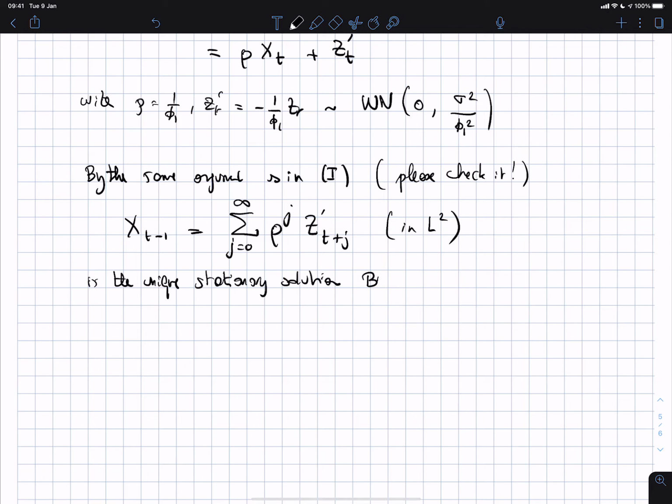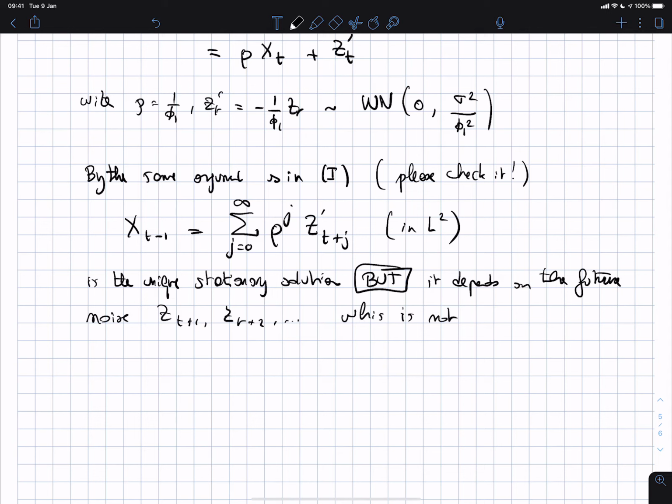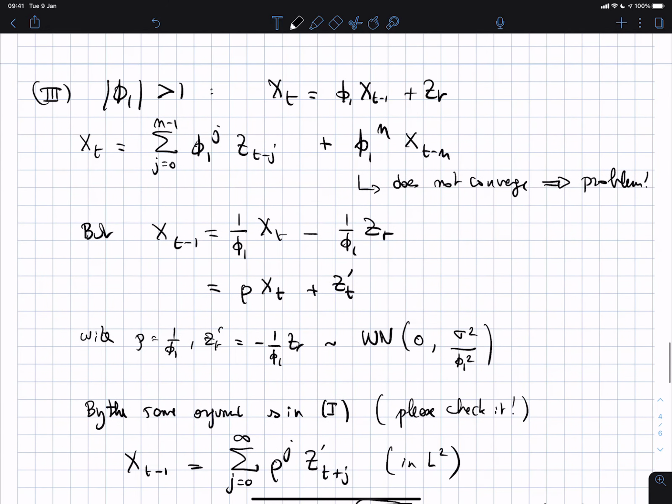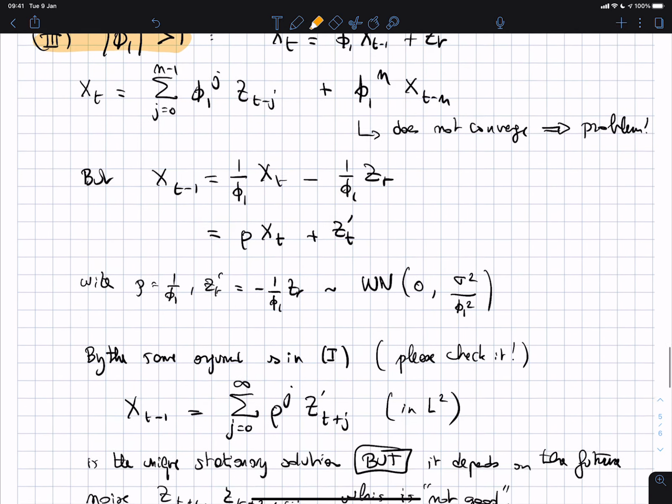But it's got a problem. It depends on the future noise, Zt plus 1, Zt plus 2, and so on, which is not good. Well, I put quotes around it. So far everything is clear and you agree?